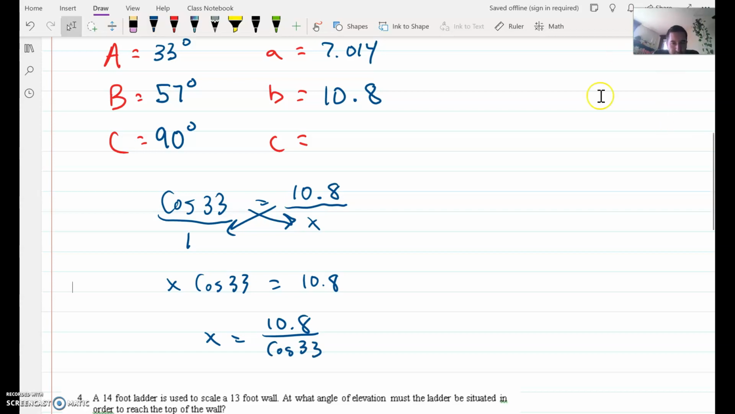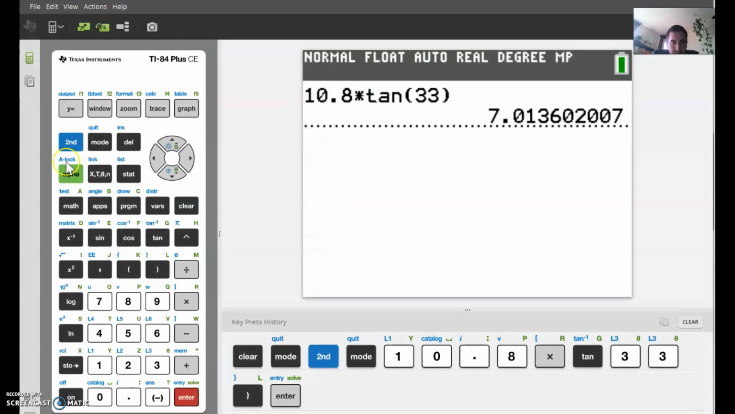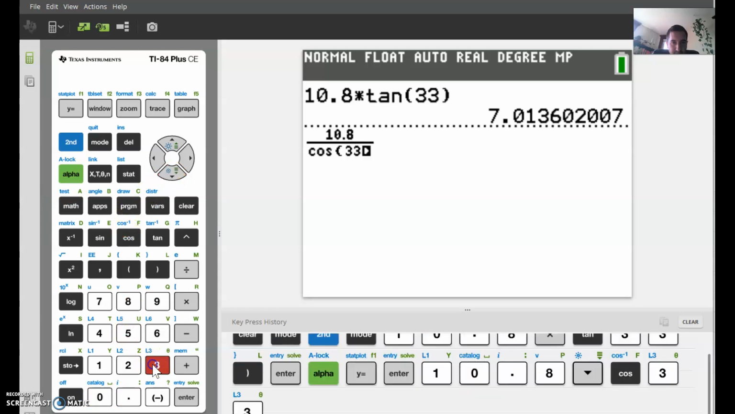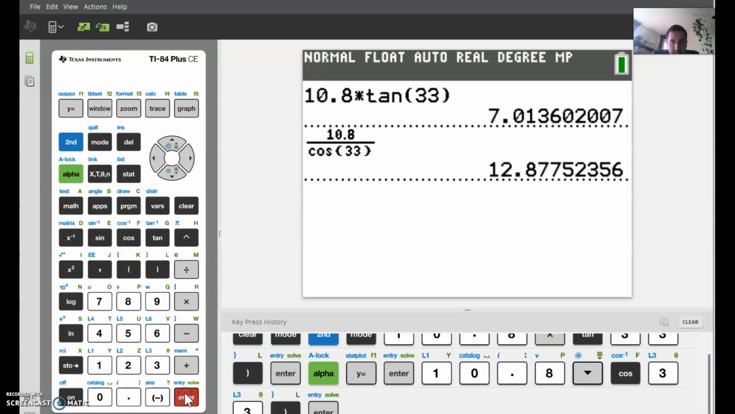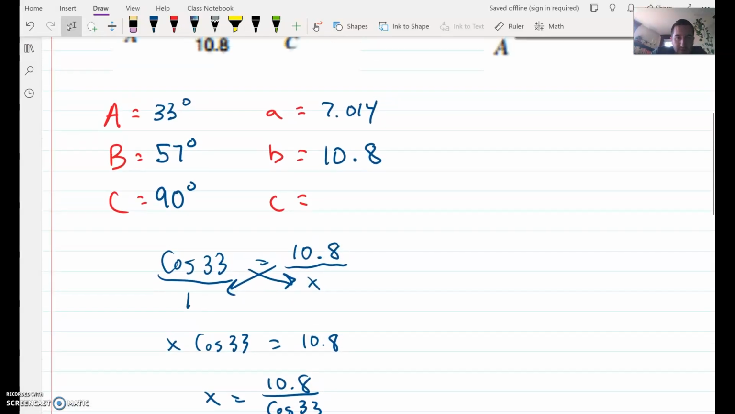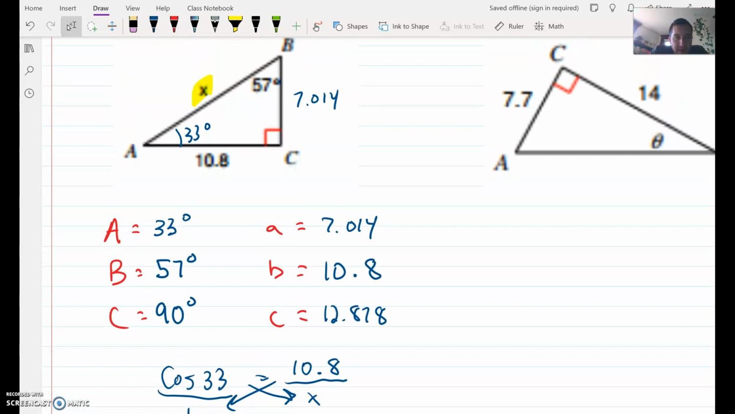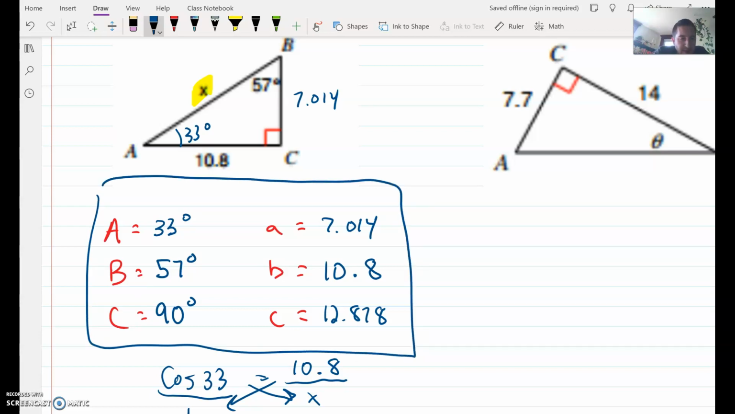Let's use our calculator. 10.8 divided by cosine of 33. I like to hit the fraction bar so that I can put 10.8 divided by cosine of 33. And we get 12.878. Now let's just test before we move on, because we are done. We have solved this triangle. And looking here, smallest angle with smallest side, middle angle with the middle length, and 90 with the biggest. Yeah, I think that checks out. We have solved that triangle.